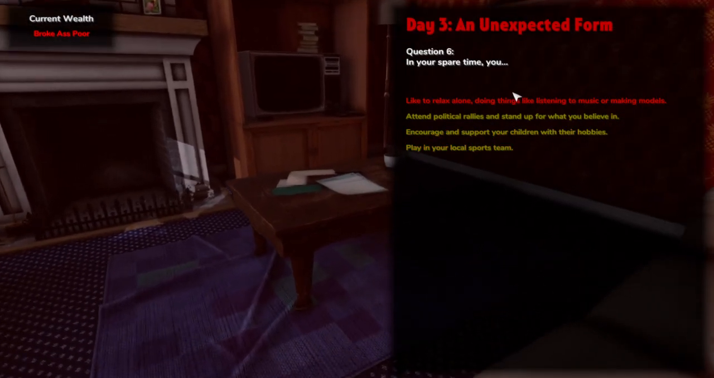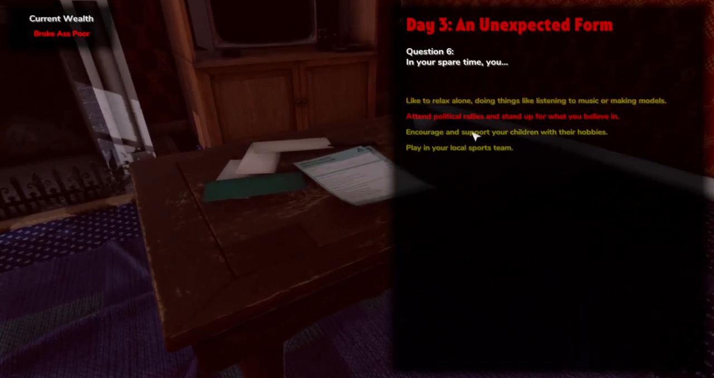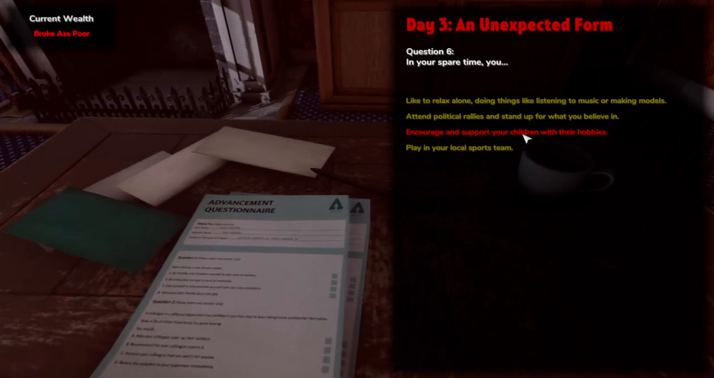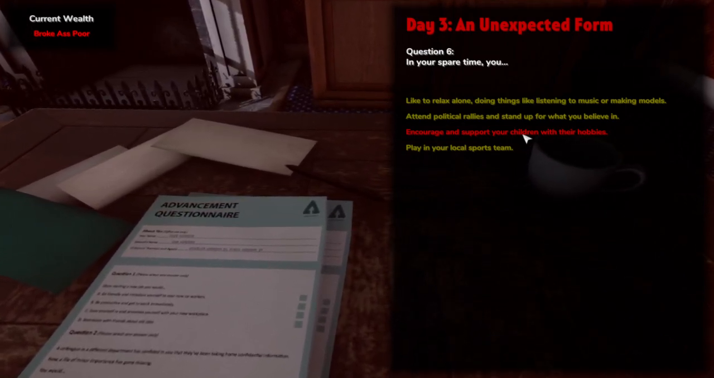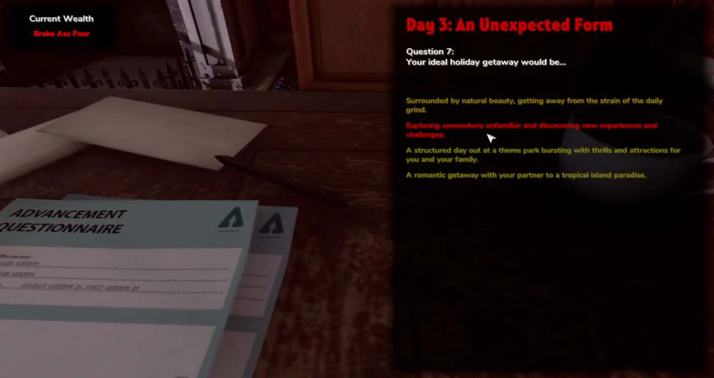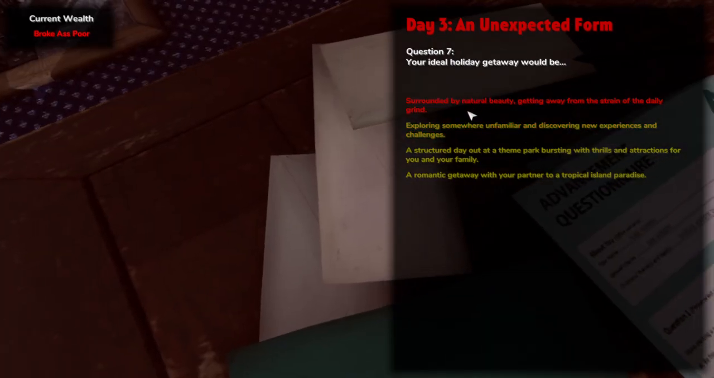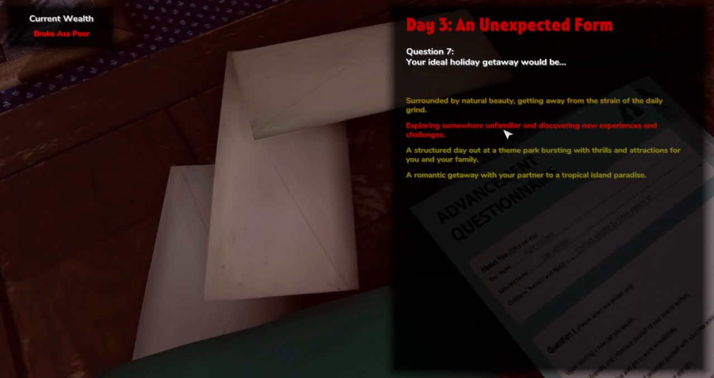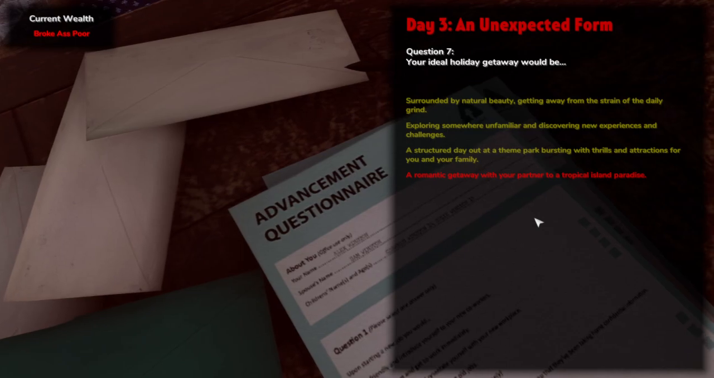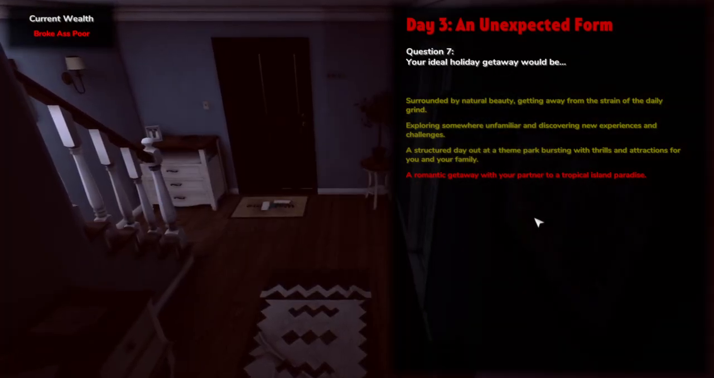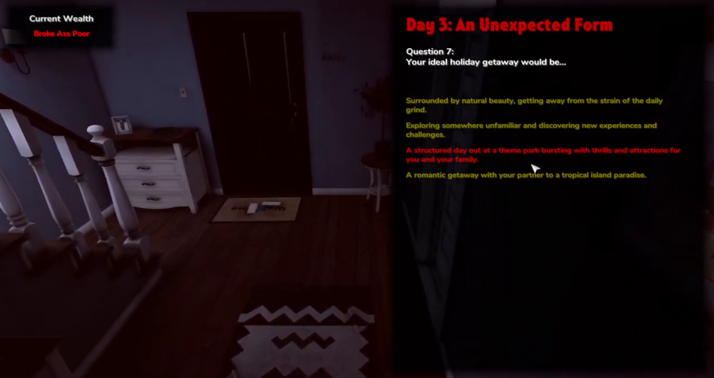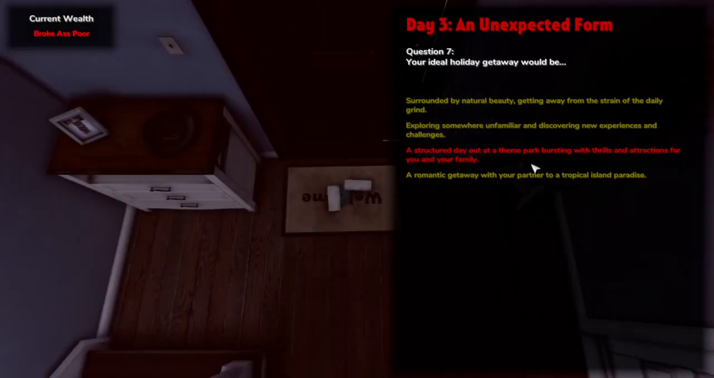So in your spare time you like to relax or make models. Well, I'd rather spend time with my family and children. Why are we having this questionnaire? Your ideal holiday should be surrounded by natural beauty. Well, I don't want this to be me, so just please notice that none of the answers is really me. It's the character I'm playing here. It's a role-play thing. I'm not answering the questionnaire as if I were to answer it myself.